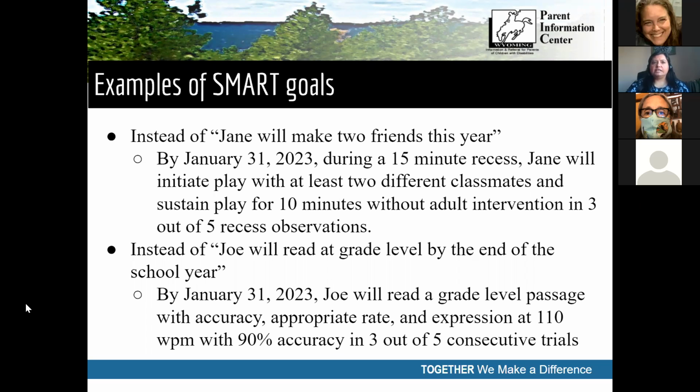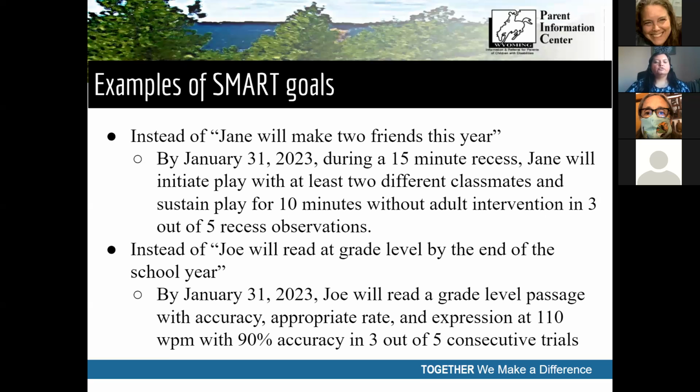We can actually see her initiate play with 2 different classmates, and we can time her for 10 minutes, and we can actually see it happen 3 out of 5 different times. Also, "Joe will read at grade level by the end of the school year." I really like that one. I see that one a lot. "Joe will read at grade level by the end of the year." This is a better goal for Joe.